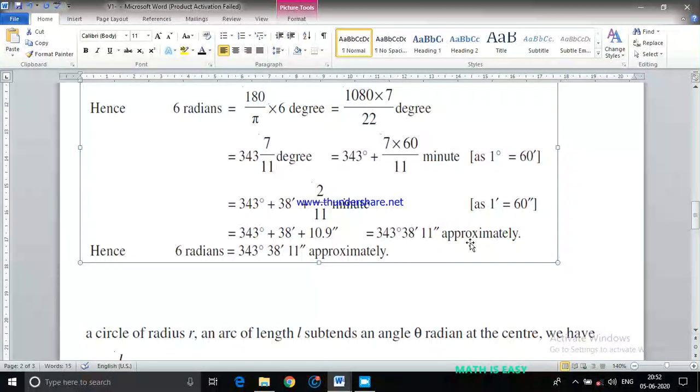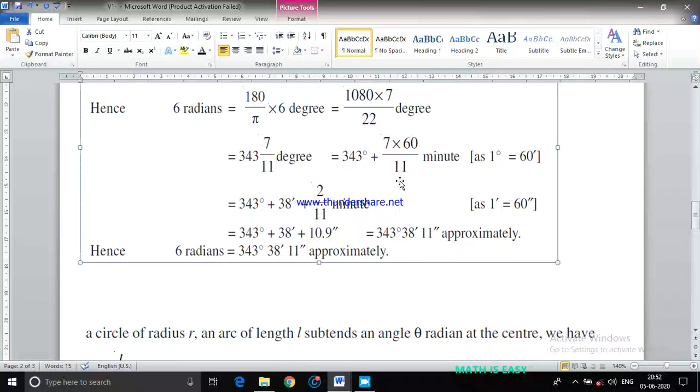Okay. So what you have to do is, after getting this fraction here, you have to convert it into a mixed fraction. After converting to the mixed fraction, the first value, 343, will be in degrees, and 7 upon 11 is also in degrees, but I have to convert it into minutes. How do I convert? We have the relation 1 degree equals 60 minutes. Then 7 upon 11 degrees will be 7 upon 11 into 60 minutes.